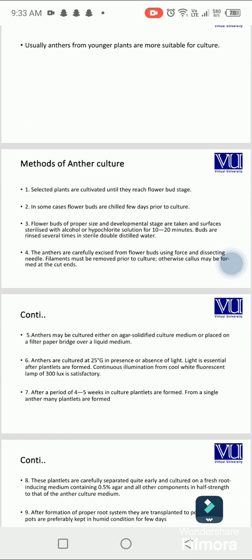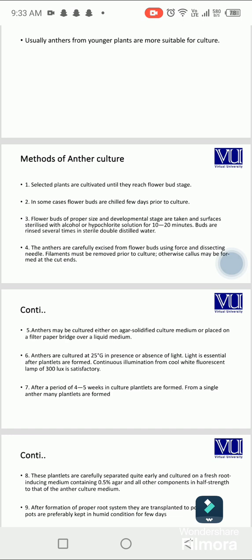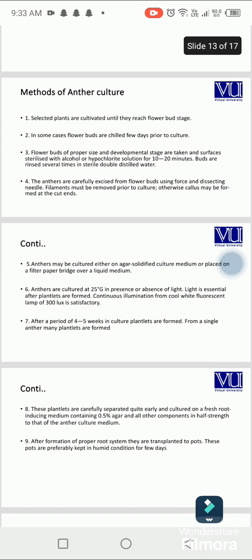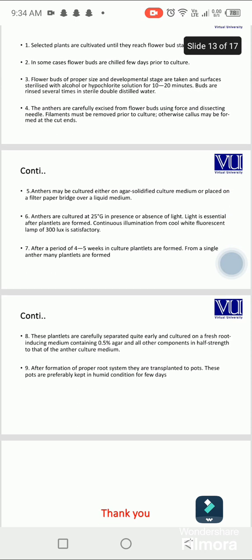Methods of anther culture. Selected plants are cultivated until they reach flower bud stage. In some cases, flower buds are chilled a few days prior to culture. Flower buds of proper size and developmental stage are taken and surface sterilized with alcohol or hypochlorite solution for 10 to 20 minutes. Buds are rinsed several times in sterile double distilled water. The anthers are carefully excised from flower buds using forceps and a dissecting needle. Filaments must be removed prior to culture, otherwise callus may be formed at the cut ends.